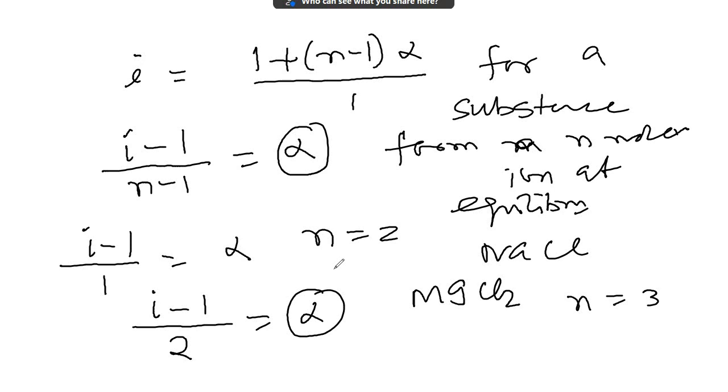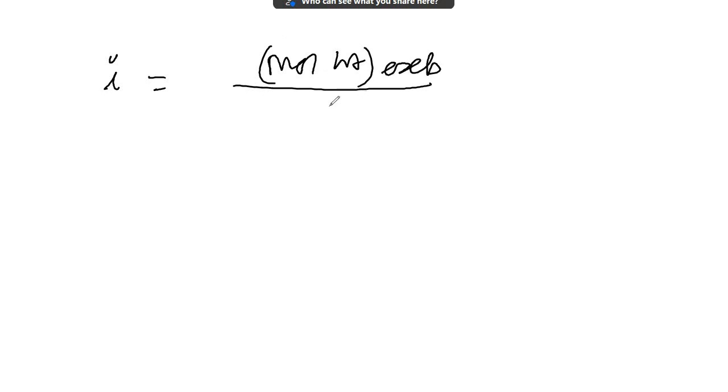Now, what I want to tell you: if it undergoes dissociation, the number of particles increases. Hence, what happens? The observed molar mass will be less than the expected molar mass. So i is equal to what you have written: molecular weight expected by molecular weight observed.